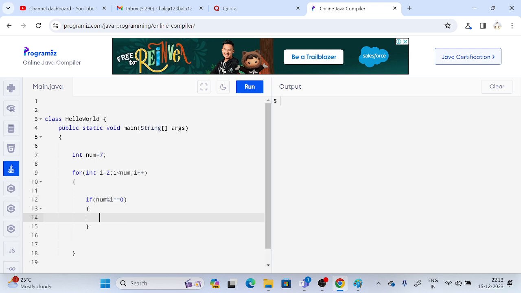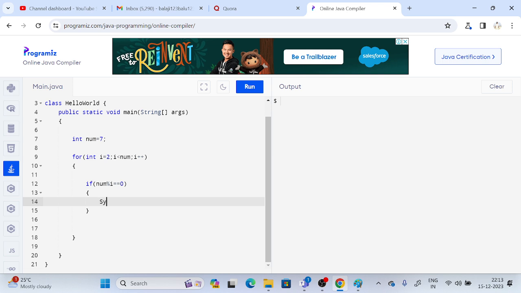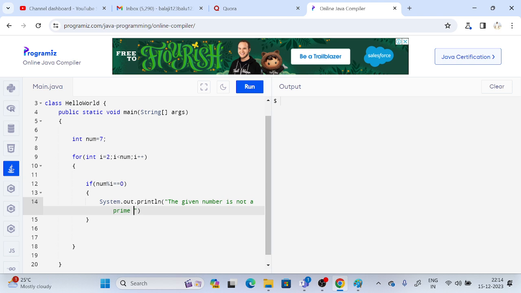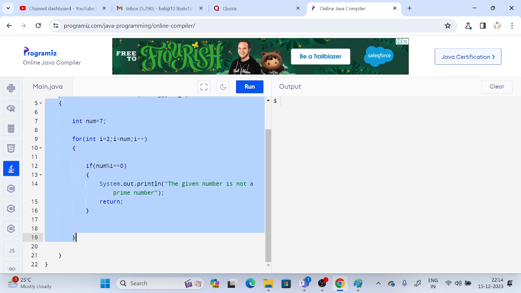If this if condition gets executed at least once, System.out.println the number is, I can simply say the given number is not prime. The number is not a prime number. As soon as this statement gets executed, I do not have to check for other factors. So I can just say return. Return means the program will be terminated. The loop will come out of this method. It means the program will be terminated after printing this.